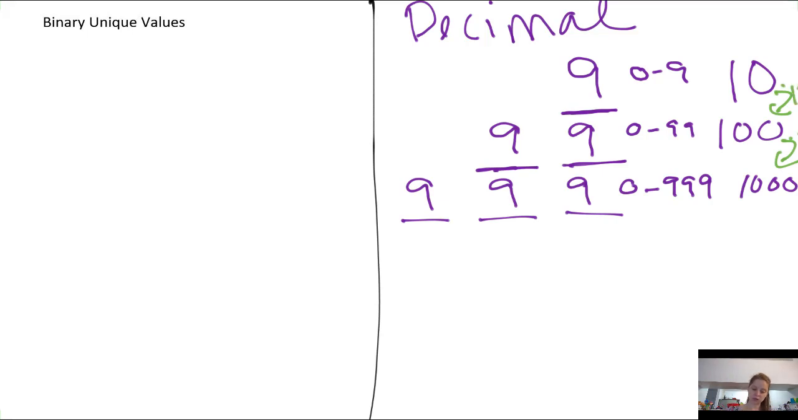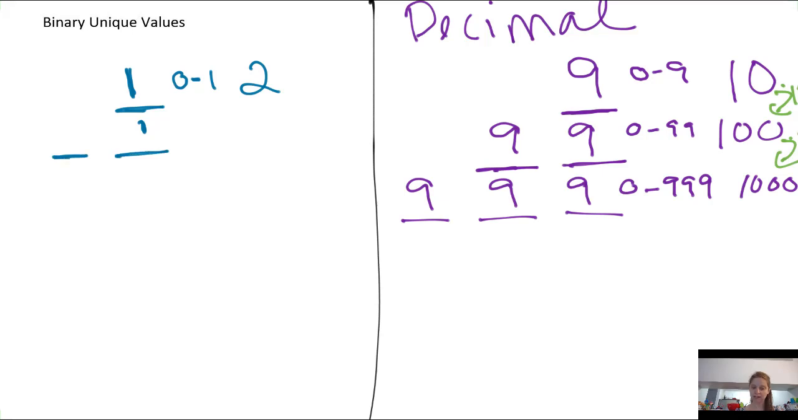Let's compare that to binary values. So now in binary, I'm going to write the place value underneath. This is the first ones place. The highest number we can represent is a 1 in this place. We can represent the digits, or the numbers 0 through 1, which is 2 possible values.